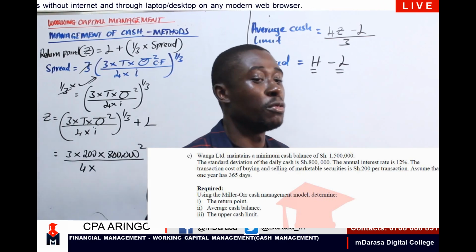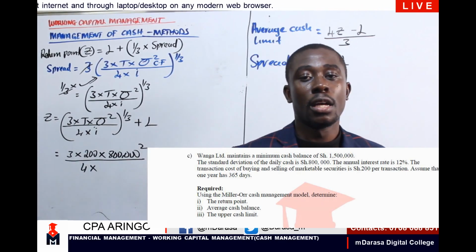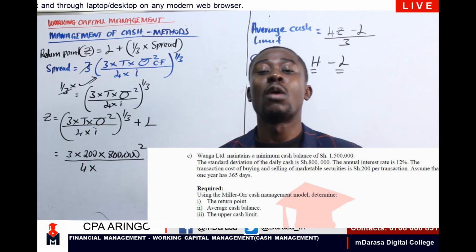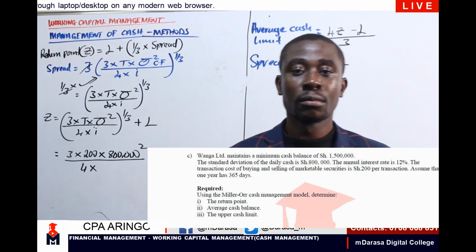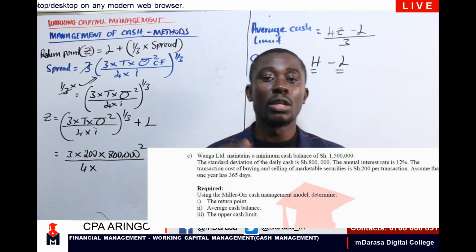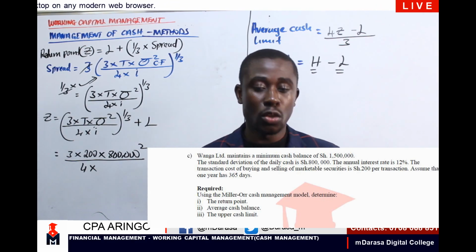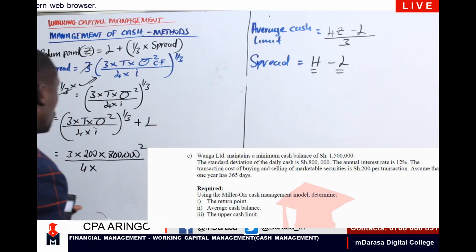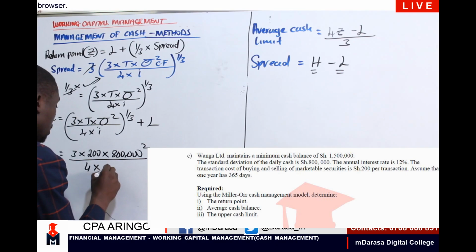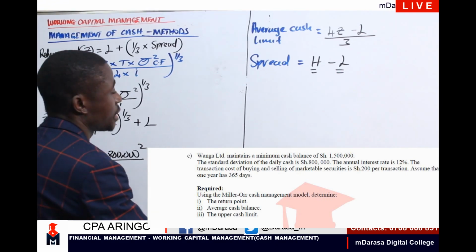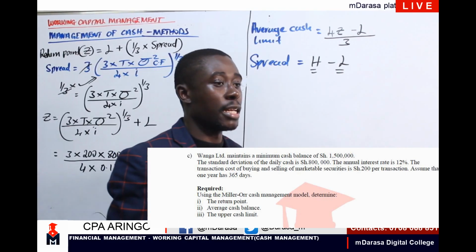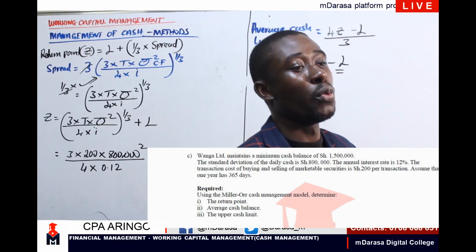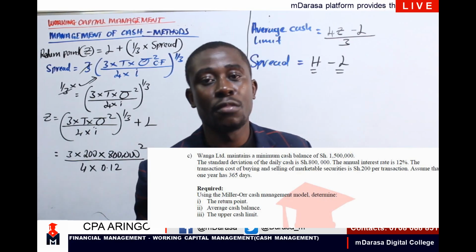That is why I want you to be very keen again. The good examiner had given us our annual interest, 12%. So can you agree we are talking of 0.12, if 12% is for the whole year, and for the whole year we are having 365 days.